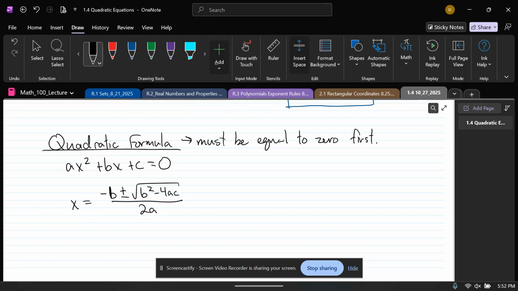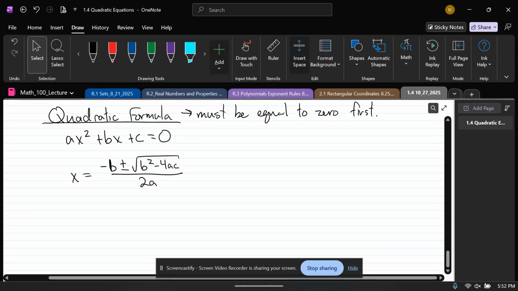B is the number that's in front of plain x. A is the number in front of x squared. C is the plain number that's hanging down on the end. So this formula, when we simplify it and work it out, gives our solutions to a quadratic equation. Let's do a few examples of this, and then we'll get into some of the particulars.